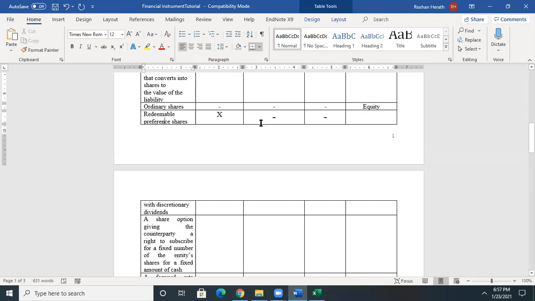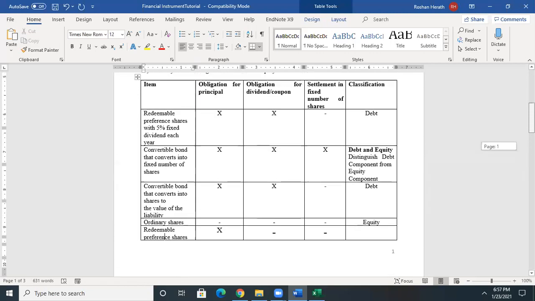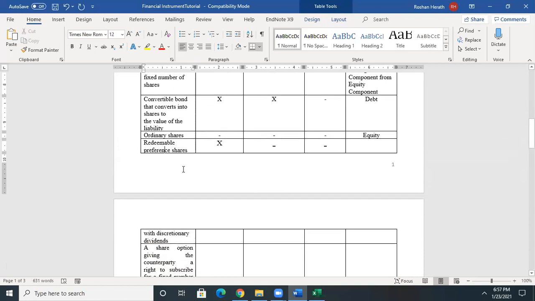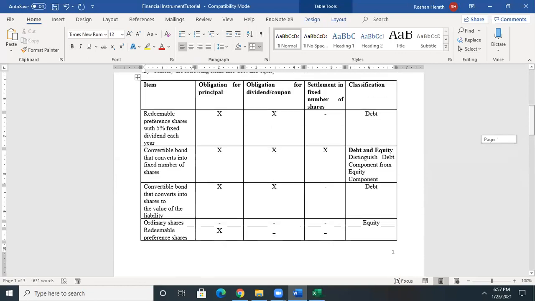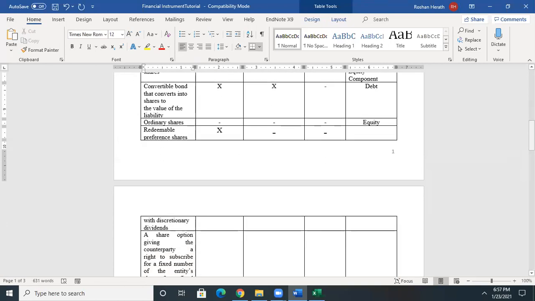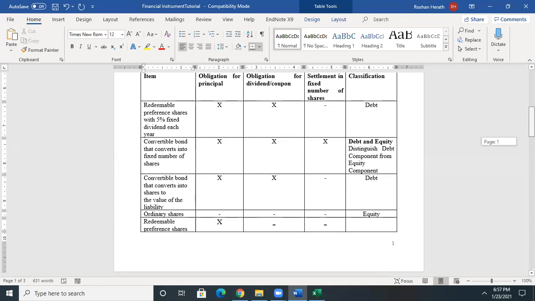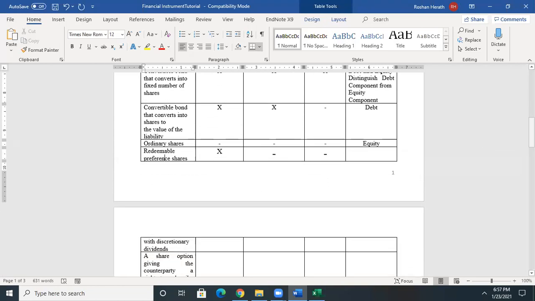Because redeemable preference shares, in the sense you have an obligation for the principal. Yes, it does. But when you come to the dividends, there is no obligation. So if you wish, throughout the period, you can simply go without paying any dividend, right? So that's not the case. Now what? It's a little complicated, isn't it? So there's obligation for the principal, but there's no obligation for the coupon, and the settlement in a future fixed number of shares is not applicable. What is that now?